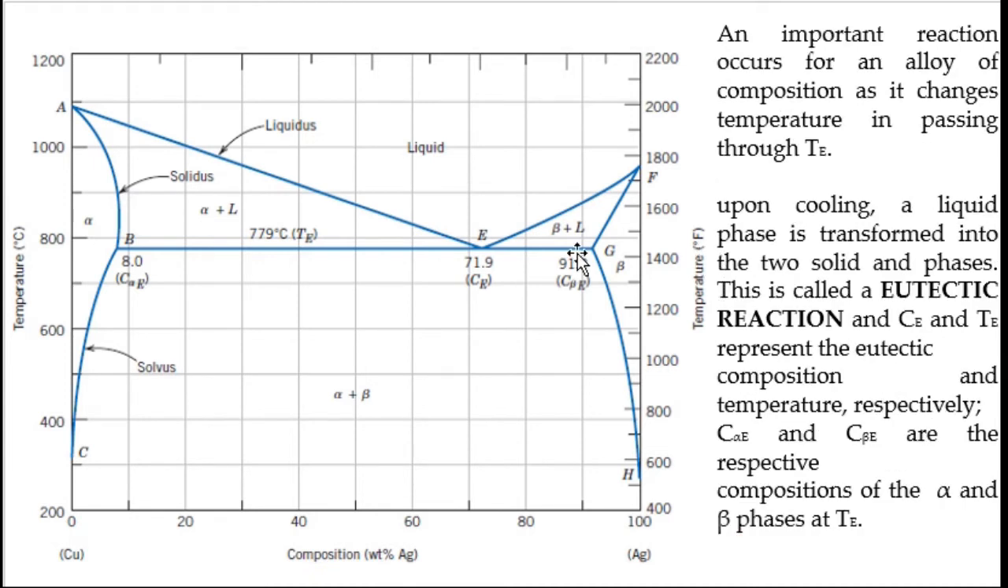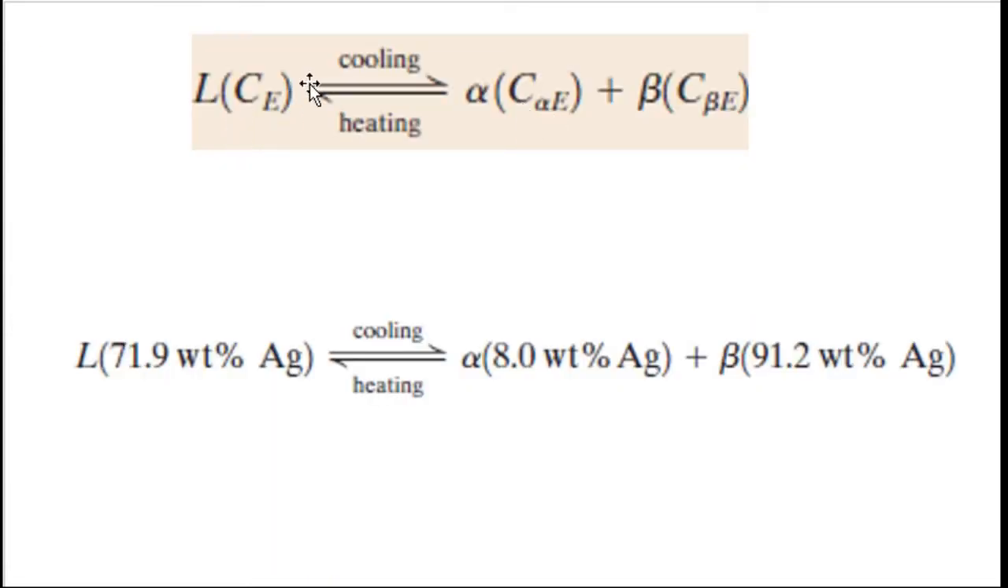The eutectic reaction is a typical type of phase transformation in which a single phase liquid gets converted into two phases of solid. Schematically, you can say liquid upon cooling gets converted into two phases, alpha and beta. Conversely, two solid phases alpha and beta upon heating get converted into liquid.